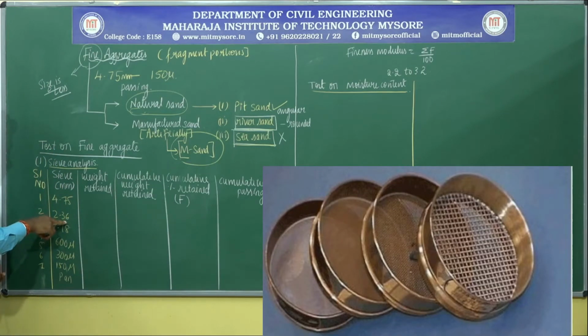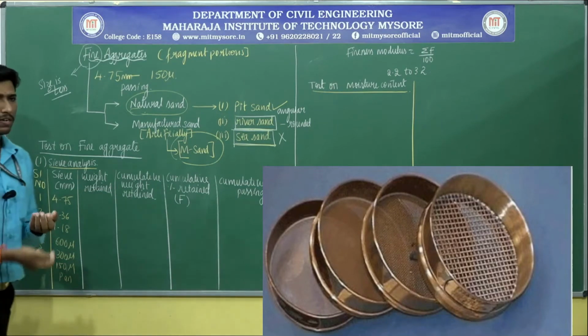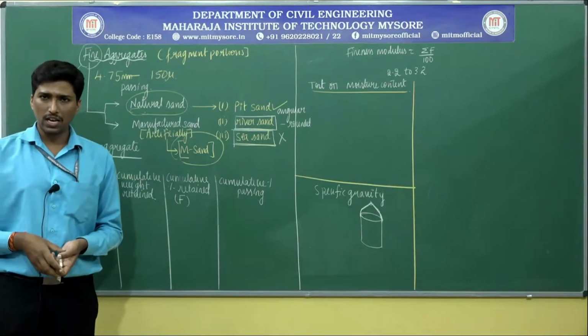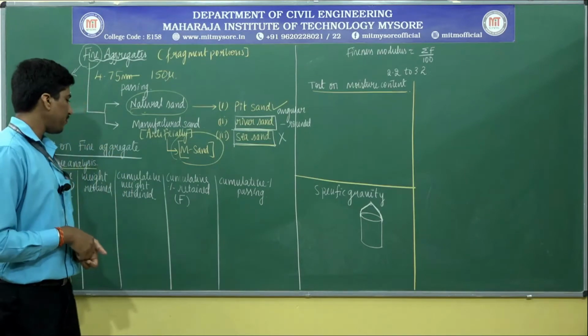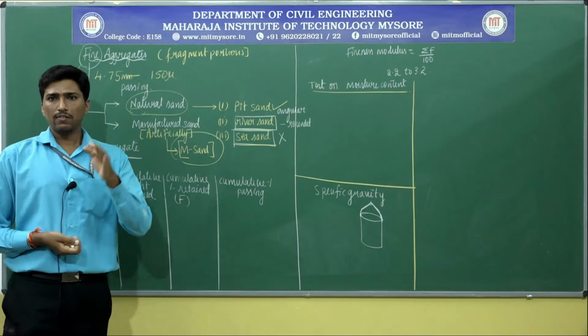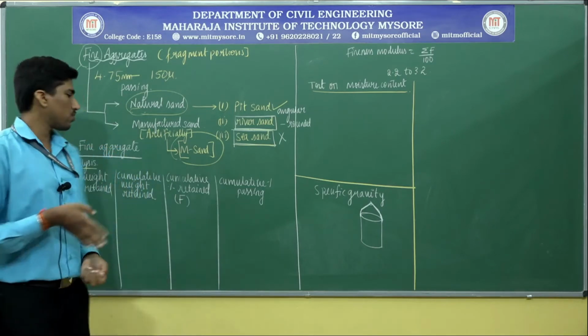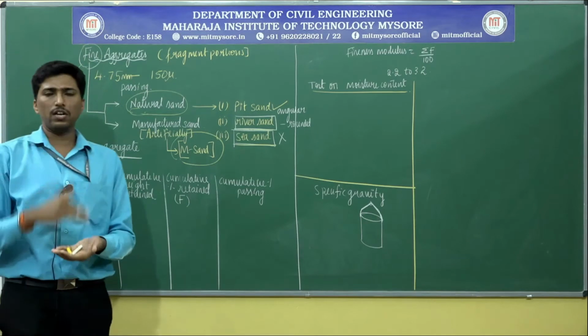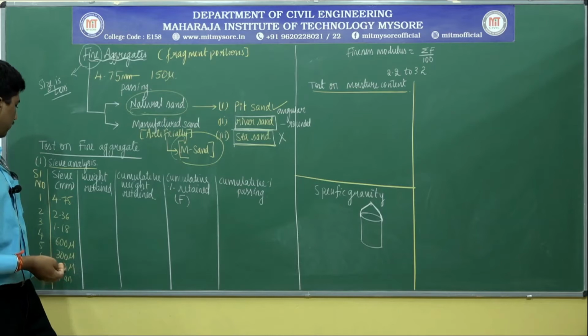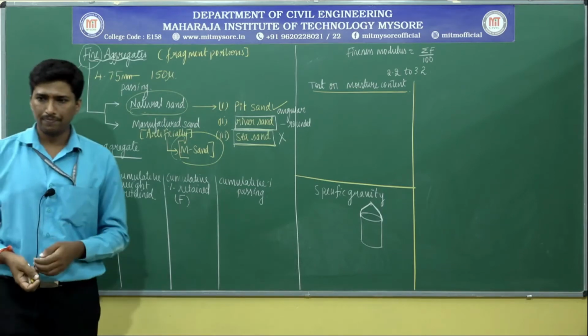mm, 2.36, followed by 1.18, 600 micron, 300 micron, 150, and finally the pan is kept at the bottom. What is the procedure? 1 kg of sand is taken by quartering, weighed, and finally placed on top of the sieves. They are arranged in ascending order, starting with 150 micron, then 300, 600, 1.18, 2.36 and 4.75 mm.